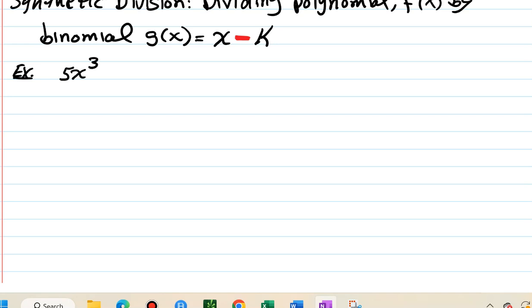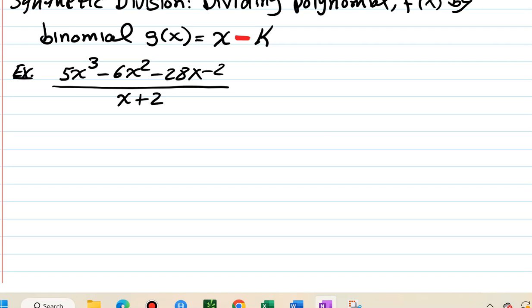So suppose I want to divide 5x cubed minus 6x squared minus 28x minus 2. Notice it's a polynomial function divided by x plus 2. So I have a polynomial function over a polynomial. This is a rational function. Now in the form x plus 2, that would be x minus negative 2. Therefore, this is what k is, or c is. Doesn't matter what we call it. That's my k.